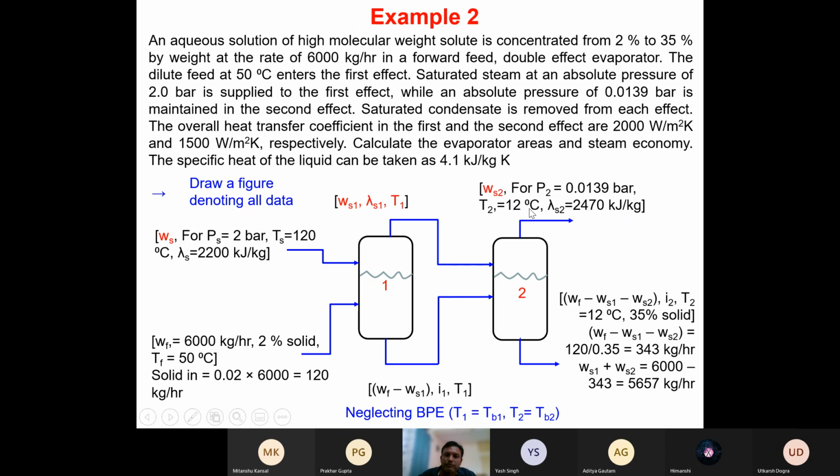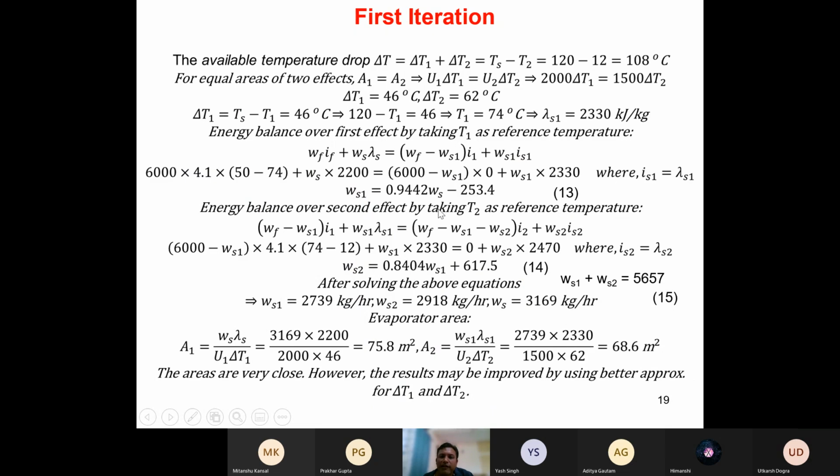Okay, all right. So now in the first effect, let's make the energy balance over the first effect, assuming T1 as a reference temperature. Why T1 as a reference temperature? Because this second term is going to be 0 if we take T1 as a reference temperature. So our equation gets simplified immensely.